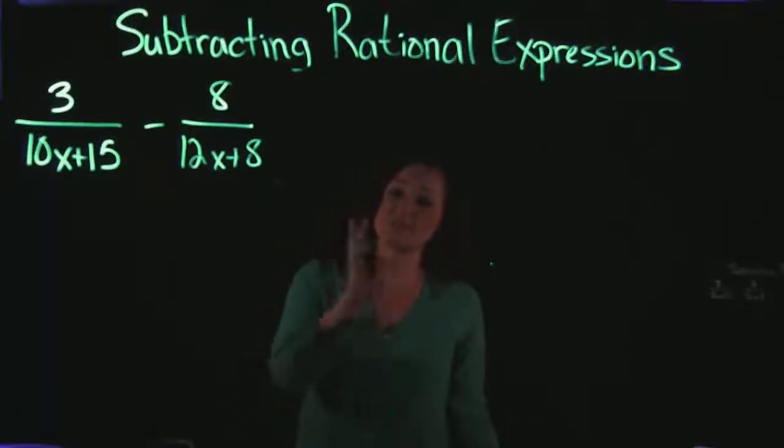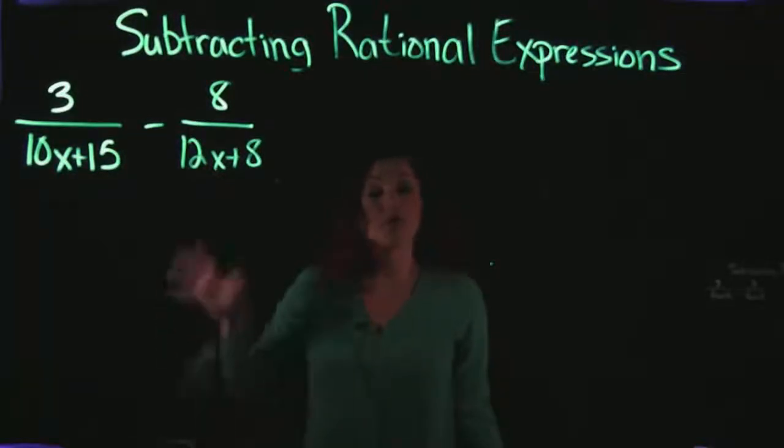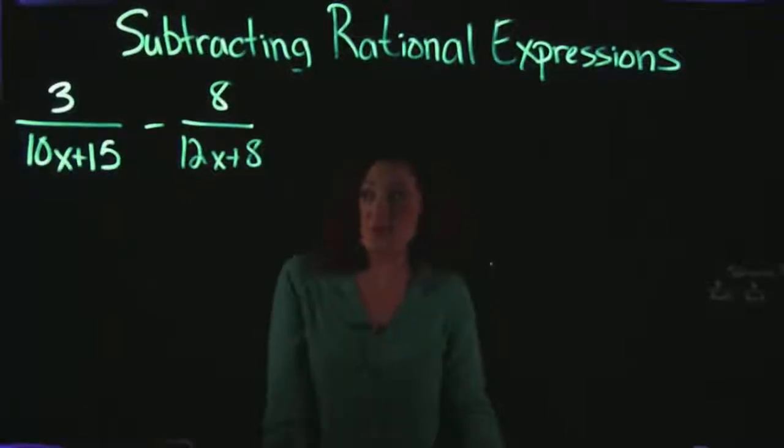There are 4 basic steps when it comes to subtracting fractions. Step 1, find the lowest common denominator. Step 2, convert your fractions to have that common denominator. Step 3, go ahead and add or subtract. And the 4th and final step tells us to simplify if it is necessary. So our first step is going to be to find our common denominator.